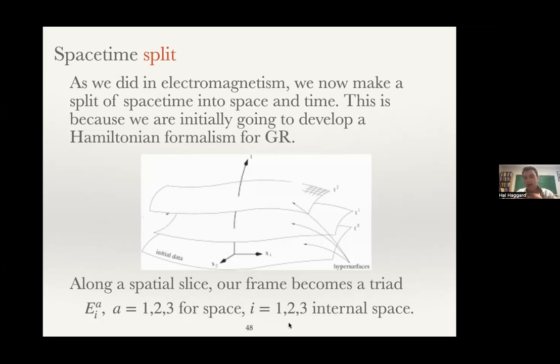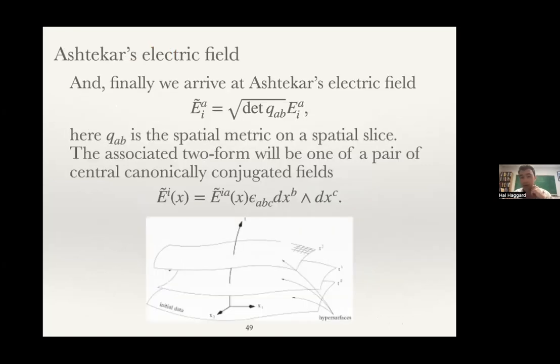Little i is the internal index. It's the orthonormal triad index. And a is our coordinate basis spatial index. And of course, these both range over just the spatial indices now. All right, the final step, again, we're making this spacetime split to do Hamiltonian theory. And the final step to the Ashtekar variable, which I promised you we would know by the end of today, is to densitize this triad.